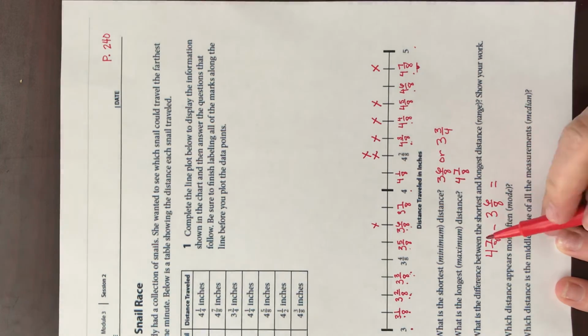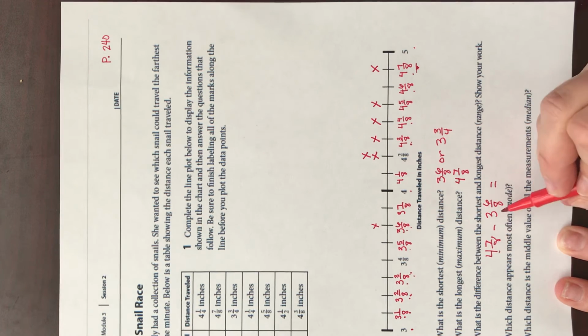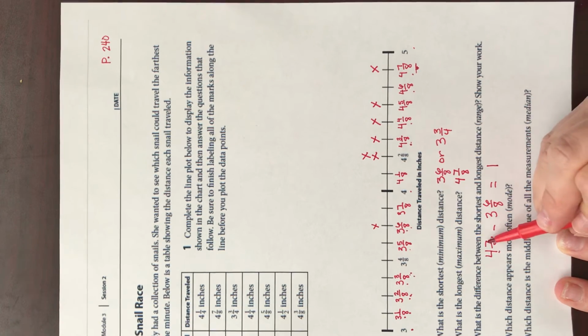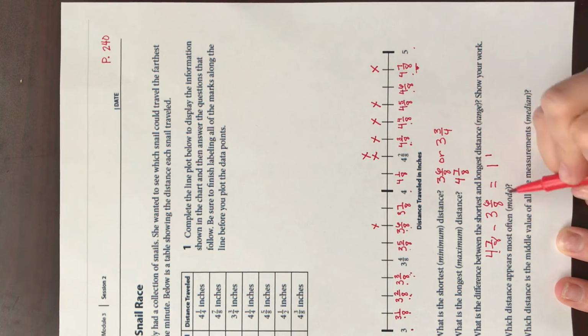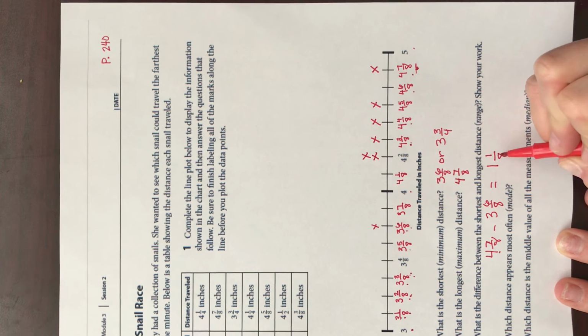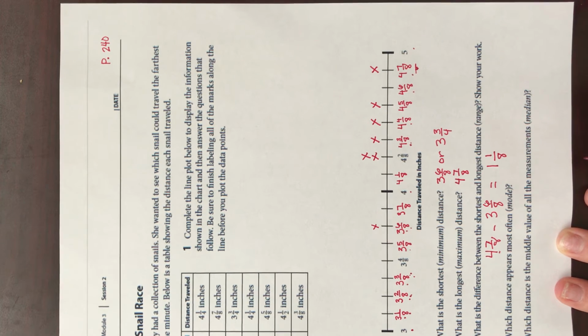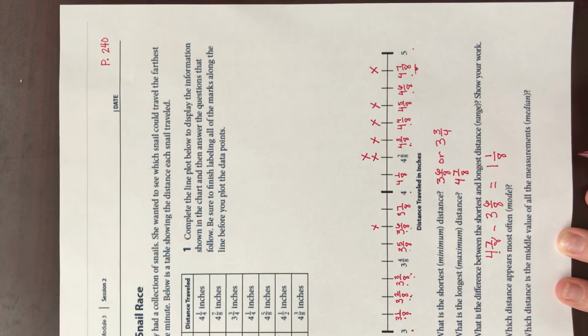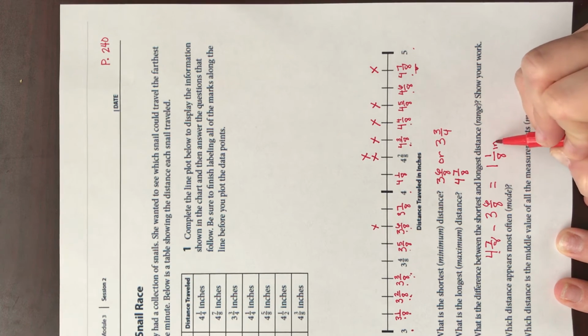And this equals, we'll subtract our whole numbers first. 4 minus 3 is 1. 7 minus 6 is 1. And then our denominator always stays the same. So our range is 1 and 1/8 inches.